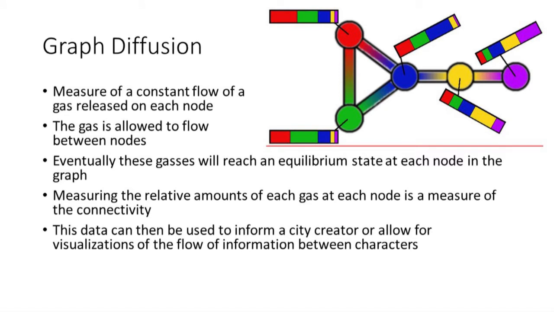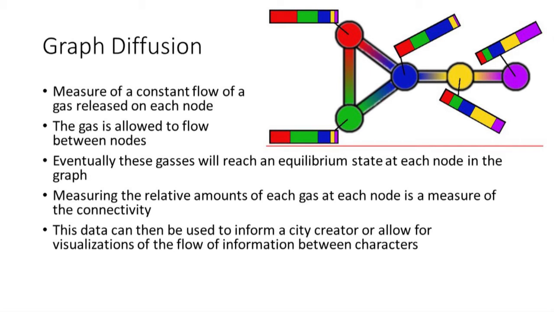Another technique that we can use is graph diffusion characteristics. In this case, every node can have basically a different colored gas on it. There's a measure of constant flow of this gas moving onto each of these nodes. The gas is then allowed to flow between nodes inside of the graph based upon the connectivity. Eventually, these gases will reach an equilibrium state at every node in the graph. This allows us to measure the relative amounts of gas at each node as a measure of the connectivity.